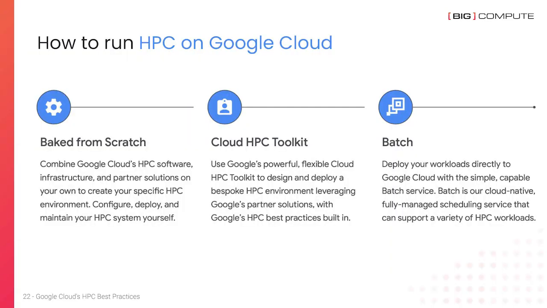The last option is to go buy banana bread from a bakery. That's the batch path, where you can use our cloud-native managed batch service to deploy your workloads directly onto Google Cloud. It's supported by the Cloud HPC Toolkit, and although not having as many features as our partner scheduler offerings, it's a quick and easy way to get started running HPC workloads on Google Cloud.